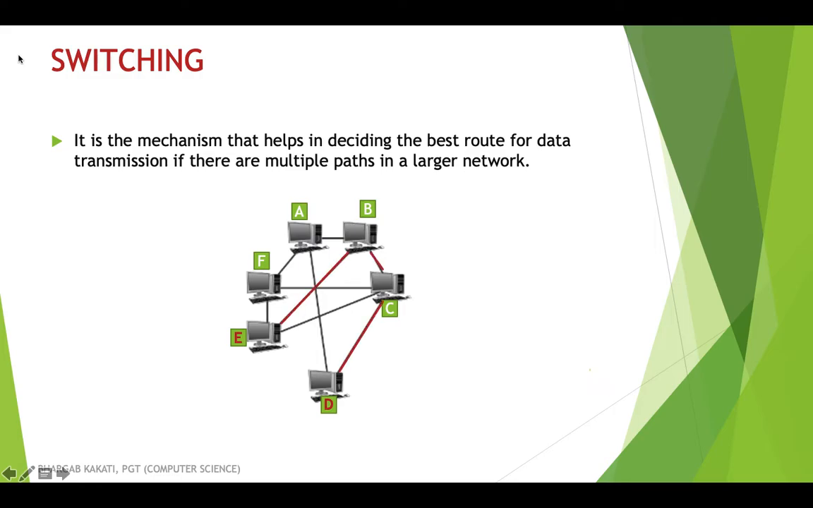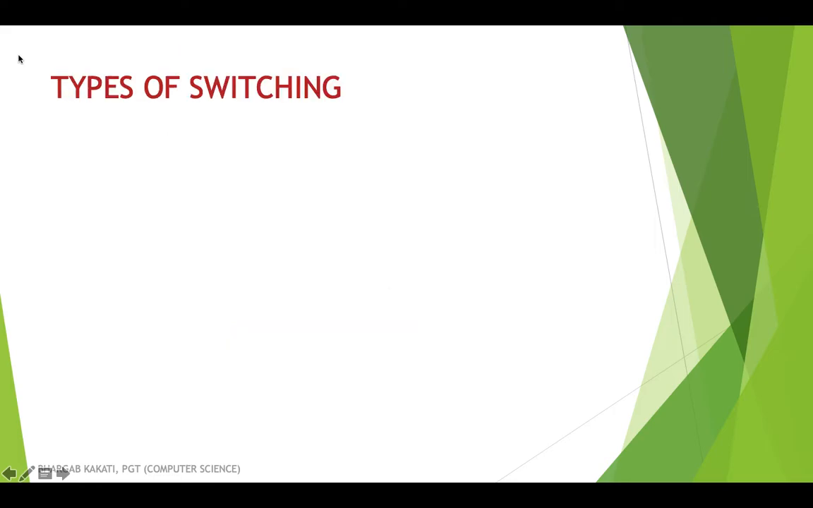One of the paths can be this one, which is highlighted in red. Another path may be this one. Another path may be this one. Next path may be this one. As we can see here, for going from one node to another node, there may be more than one path. Switching is the mechanism which helps in deciding the best route among all the different paths available.